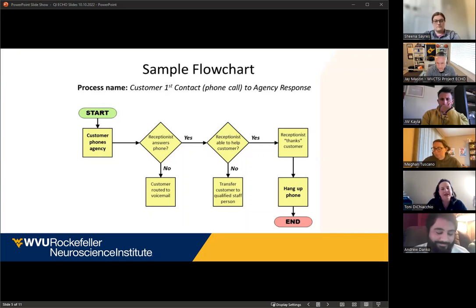And so diving in a little bit deeper, and this again is a very simple example, but that's what flowcharting is about: identifying, okay, this is how it's supposed to work, how much is working, and where can we examine the potential barriers or transition points. Next slide.